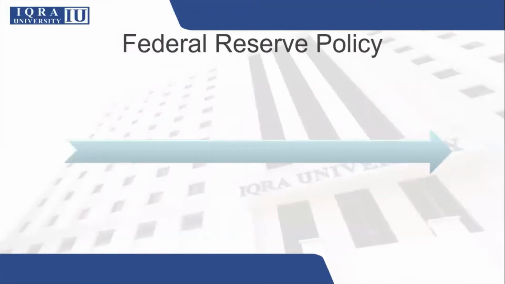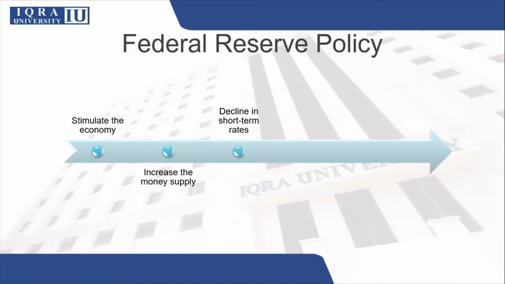The Federal Reserve policy or the monetary policy is related to the money supply and the interest rate. So if the government wants to stimulate the economy, they are going to increase the money supply. And because there is an increase in the money supply, there will be a decline in the short-term rates. And there will also be an increase in the expected future inflation because the money supply is being increased in the economy. And that would have an impact of an increase in the long-term rates.